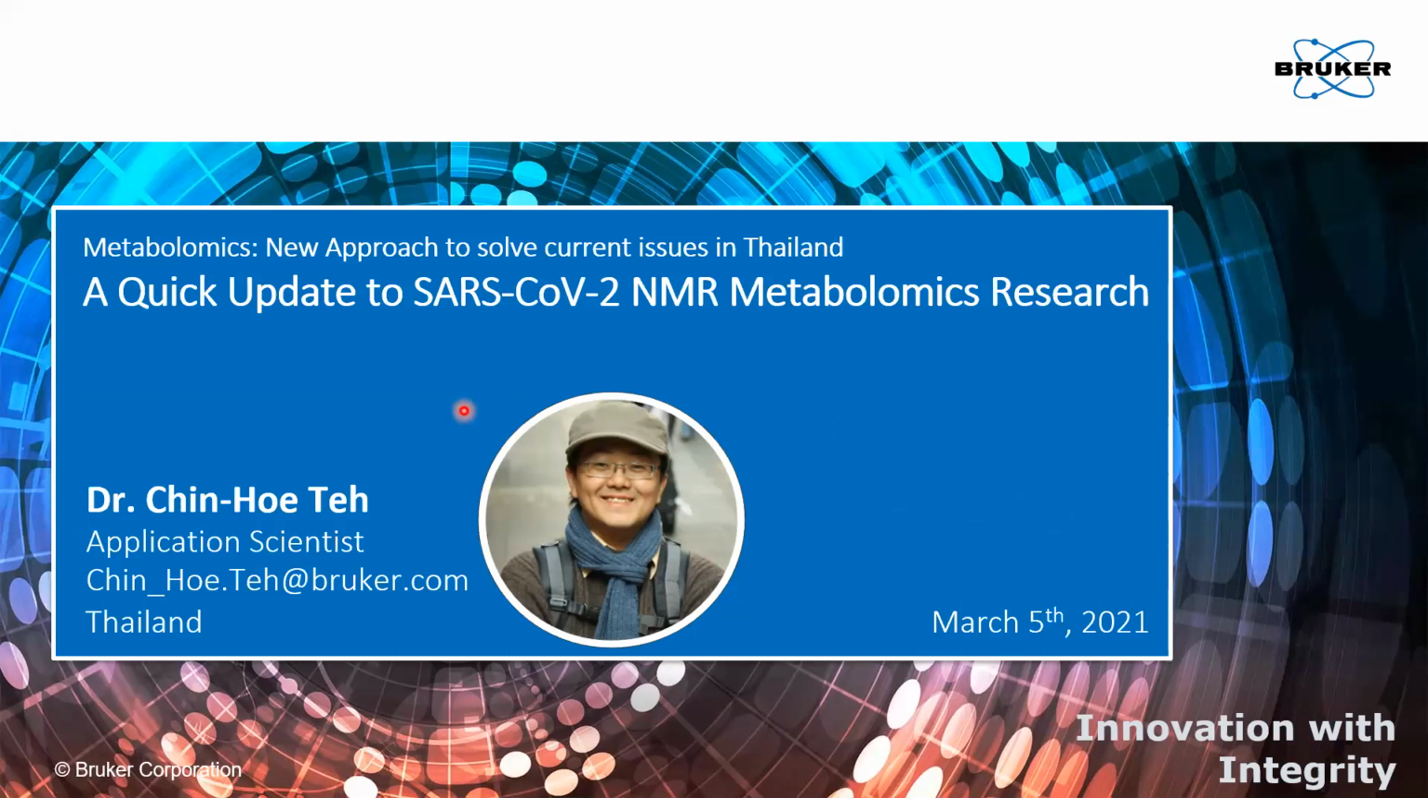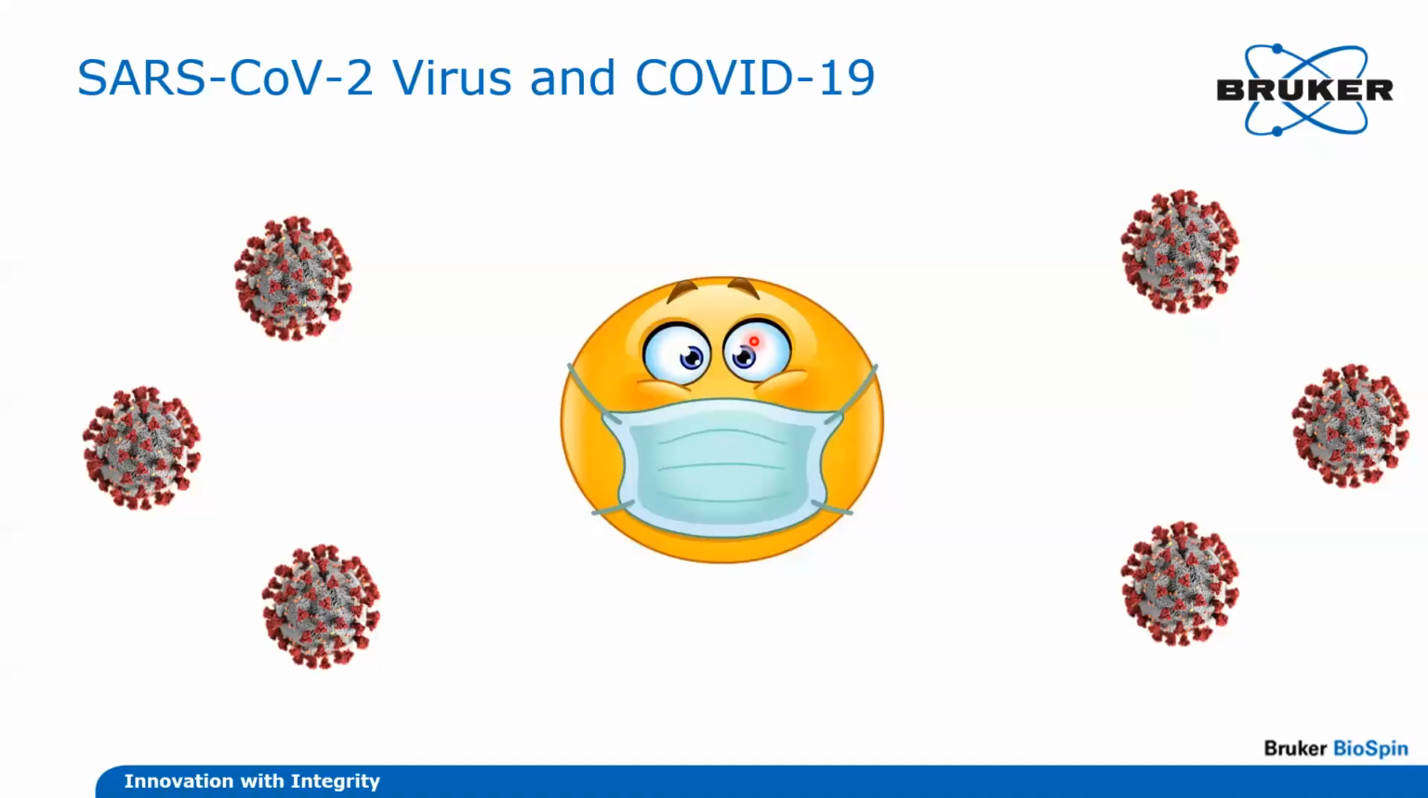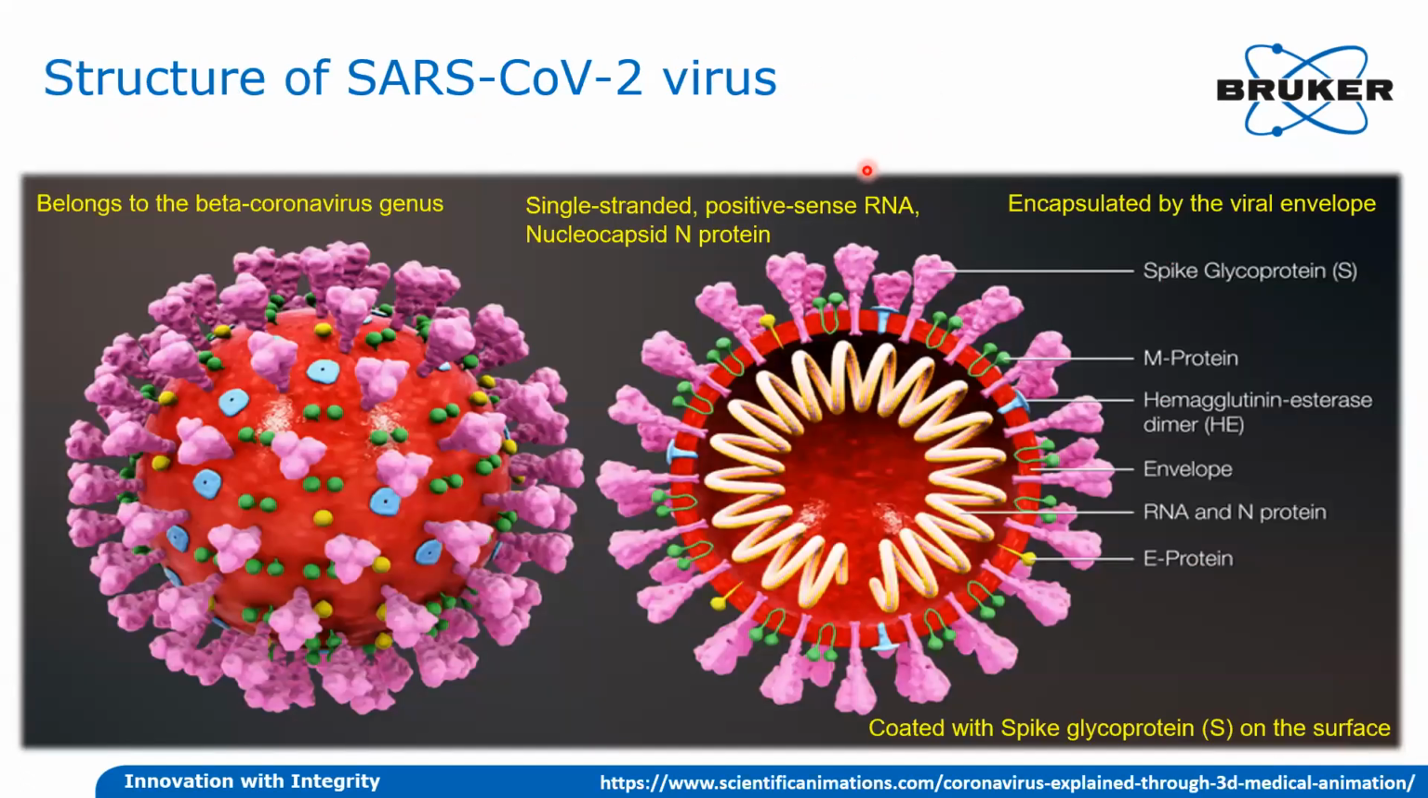So today I will talk about the quick update on SARS-CoV-2 in NMR metabolomics research. As we know, the SARS-CoV-2 virus, severe acute respiratory syndrome coronavirus 2, is the virus that caused the COVID-19 disease. When we look into its structure, it belongs to the beta coronavirus genus. It is a single-stranded positive-sense RNA with a nucleocapsid protein, and the genetic content is encapsulated by the viral envelope.